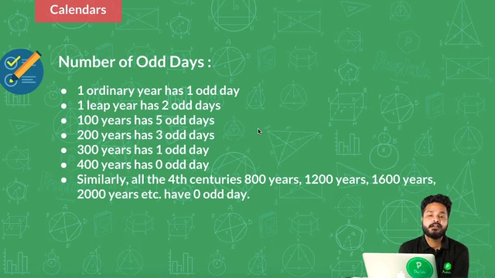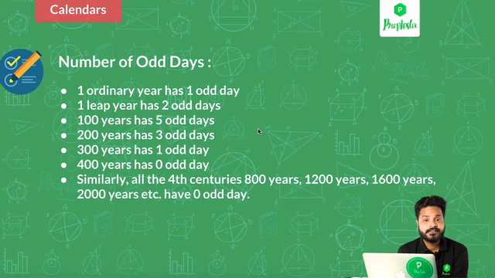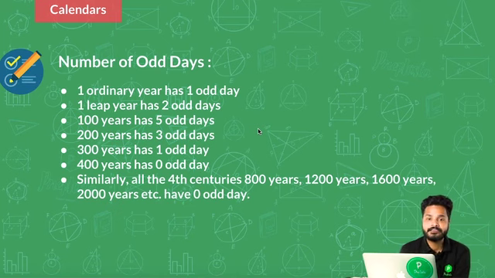Let's say in an exam you're asked to find the day on 2nd January 1854. You know that for every 400 years, the number of odd days is 0. Let's say you need to find it for the year 1872. In such cases, I can say that till 1600, the number of odd days is 0, right? So you just need to calculate the odd days from 1601 till 1872. That will be clear once we take a question on this.